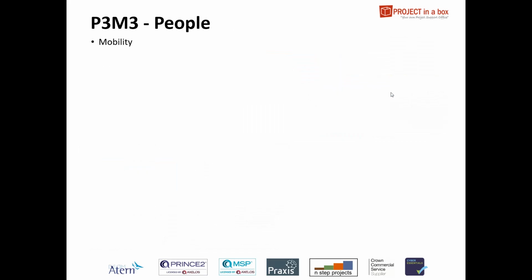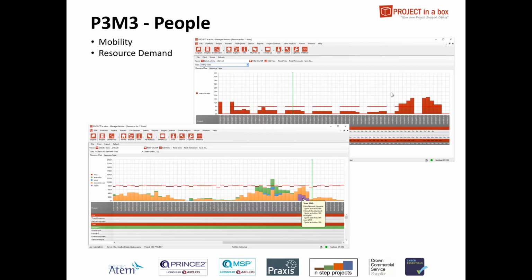So moving into the people area now, mobility is very much a people issue. So we've just covered that already. Now we'll talk about resource demand. Actually, resource demand is built into the system fundamentally. As soon as you add a plan for your project, it's reading that data into the central database, and it's able to produce resource charts for you, showing you where particular users or groups or collections of users have been allocated to tasks.